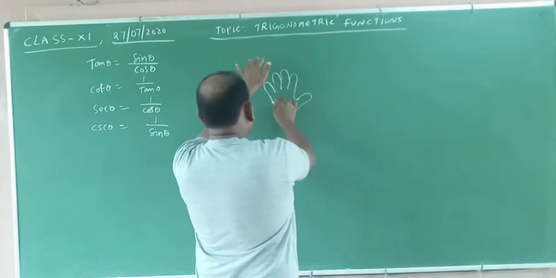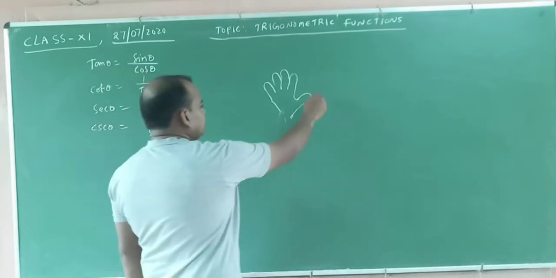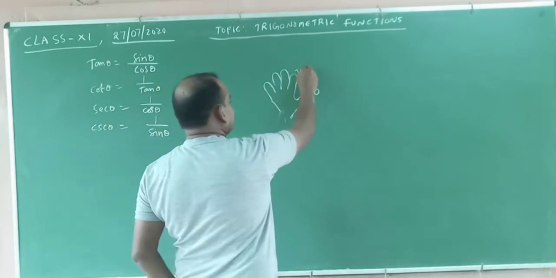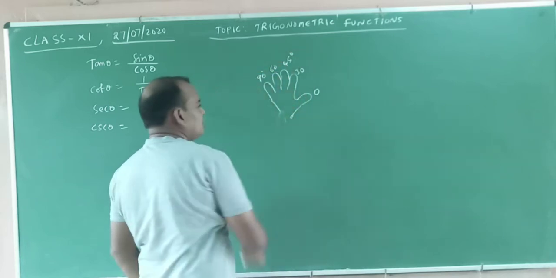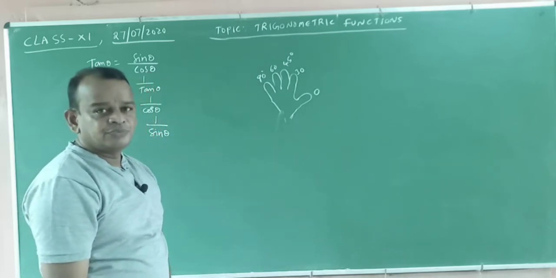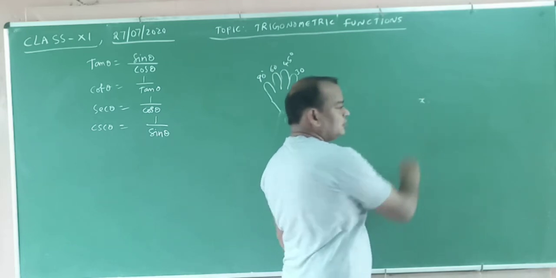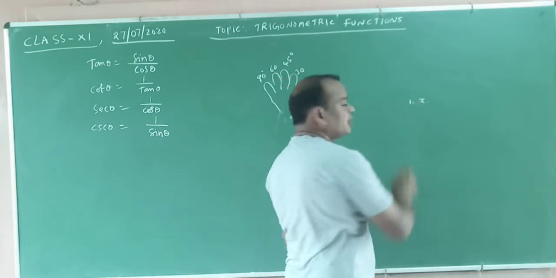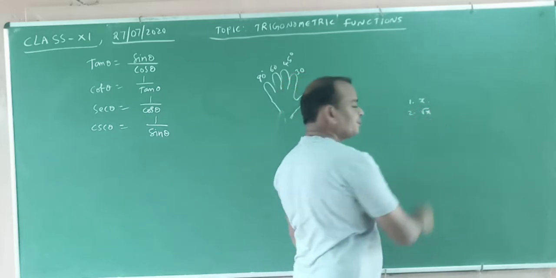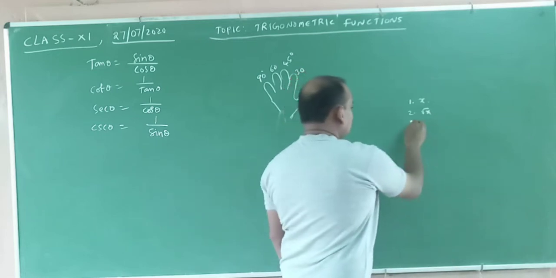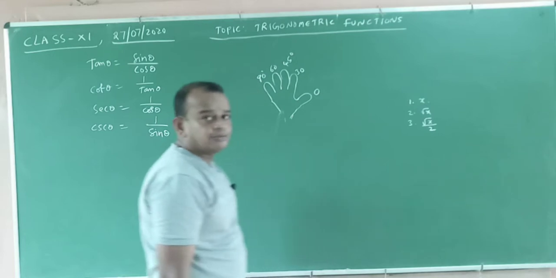Observe this simple way. Here we have 0 degrees, this is 30 degrees, this is 45 degrees, this is 60 degrees, this is 90 degrees. Now what is the step? First, the x value. What is the meaning of x value? I will tell you. After that we find root x, and third, root x by 2. That is the value.